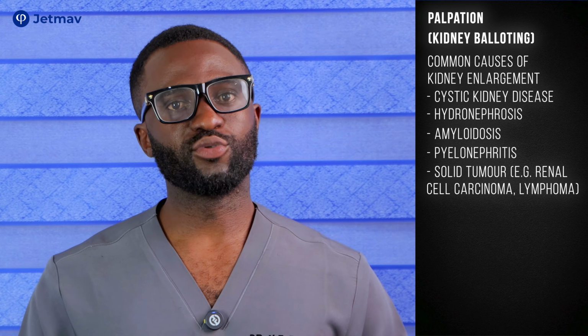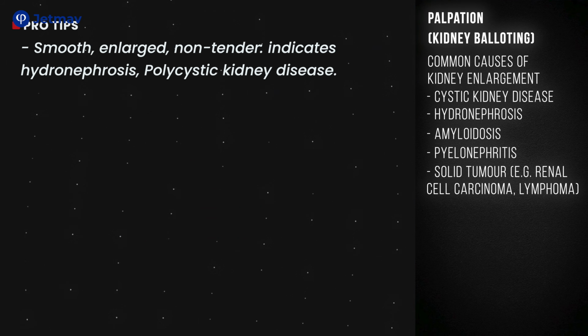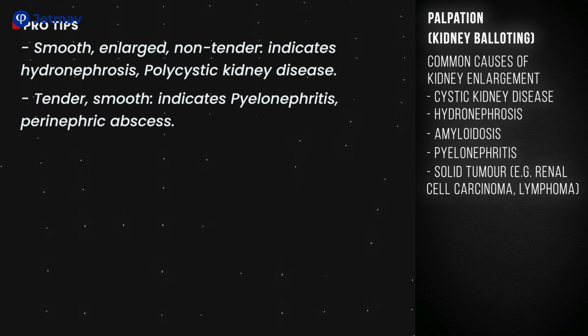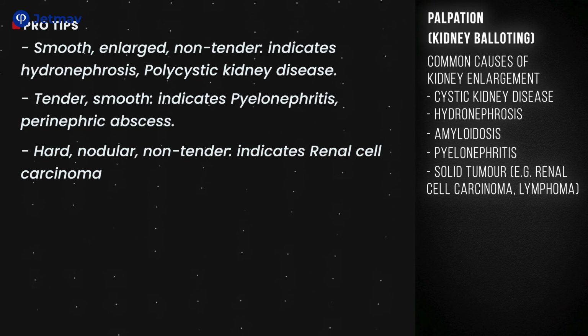But let me give you a pro tip for the kidney. If you have an enlarged kidney that is smooth but non-tender, your differentials may include hydronephrosis and polycystic kidney disease. Then if you have a tender, smooth kidney that is enlarged, you can think of pyelonephritis, perinephric abscess. But if you have a hard, nodular, non-tender kidney that is enlarged, then you should think of renal cell carcinoma.